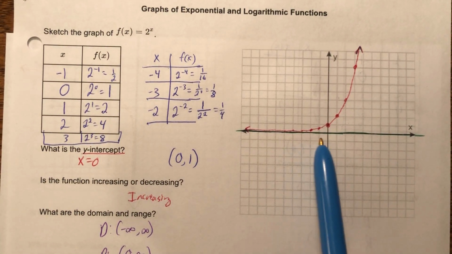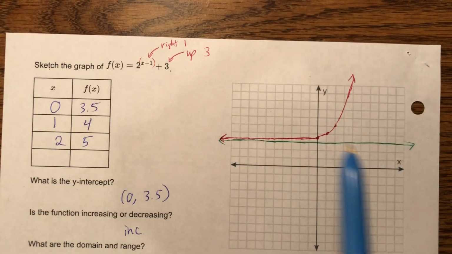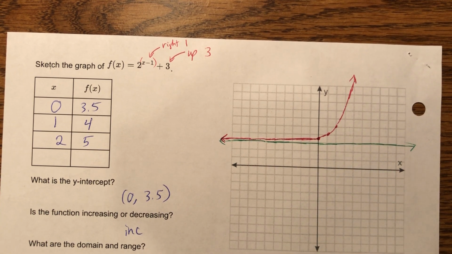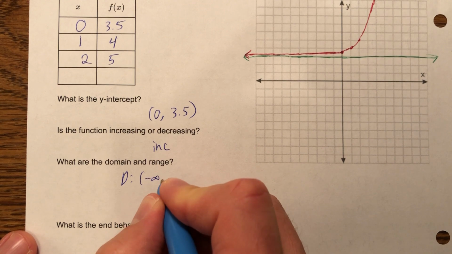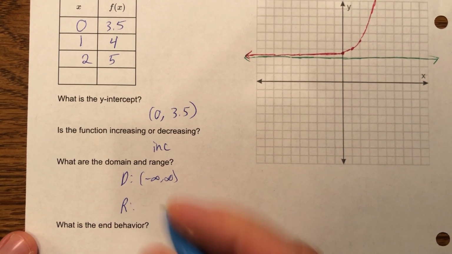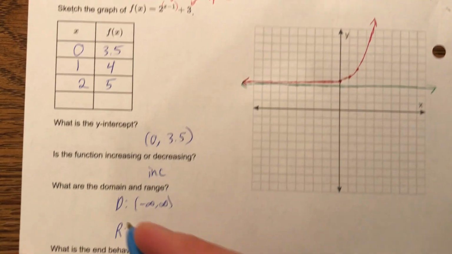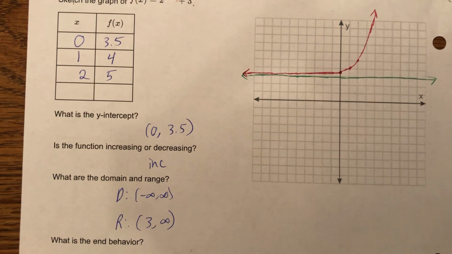Back to the first problem. The horizontal asymptote was at y equals 0. But it got shifted up 3. So now it's at y equals 3. Cool, huh? Say yes. All right, the domain is from negative infinity to infinity. The range is not 3, but it does go up from 3. So from 3 to infinity. When I say not 3, put a parenthesis, not a bracket.